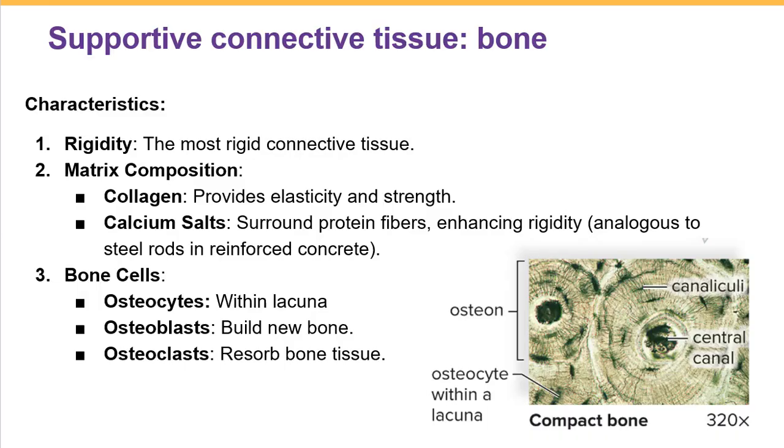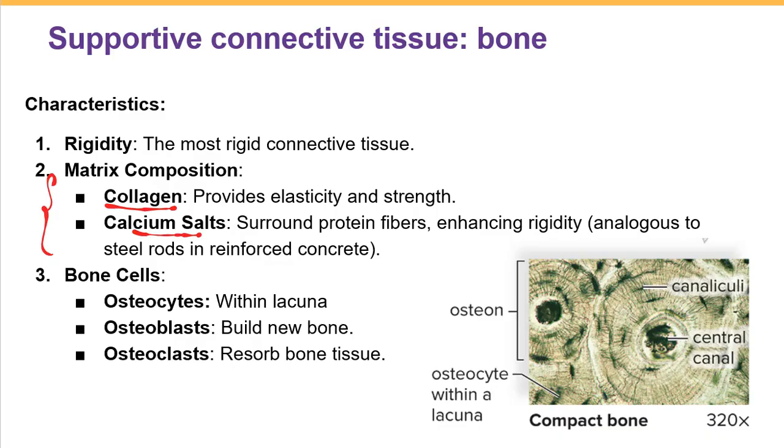The bone is very rigid, and this rigidity comes from the components of the bone matrix. In bone matrix we have collagen fiber. Collagen fiber gives strength and also elasticity and flexibility to the bone tissue. It's hard because of calcium salt or calcium phosphate. This calcium salt is deposited in the bone matrix, surrounding all of the protein fibers and giving them hardness. So that's the reason that our bone tissue is very rigid.